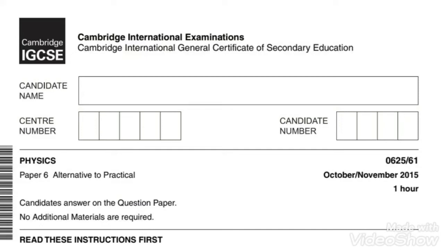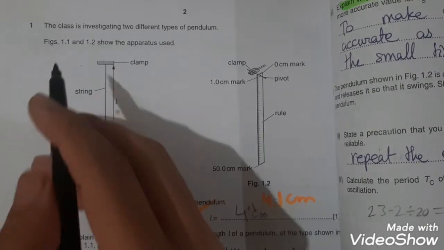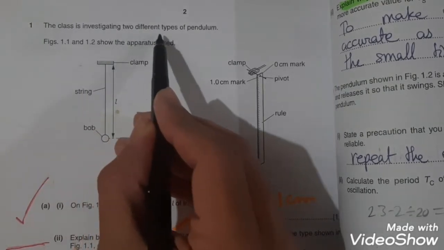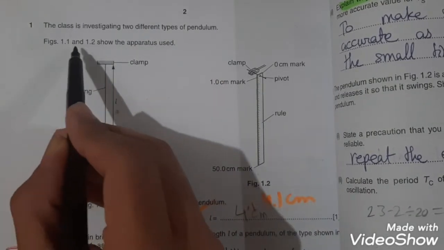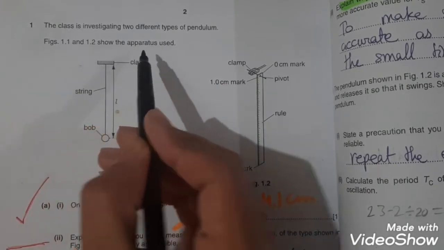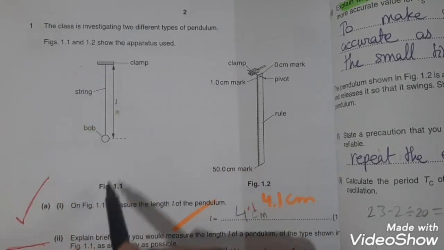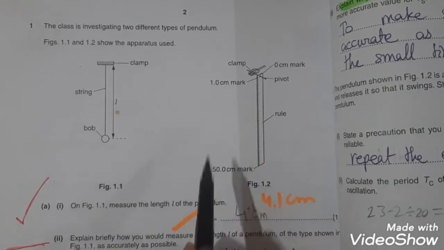So today I'll be explaining physics October-November 2015 paper 61. Question 1 states the class is investigating two different types of pendulum. Figure 1.1 and 1.2 show the apparatus used. So this is figure 1.1 and this is figure 1.2.